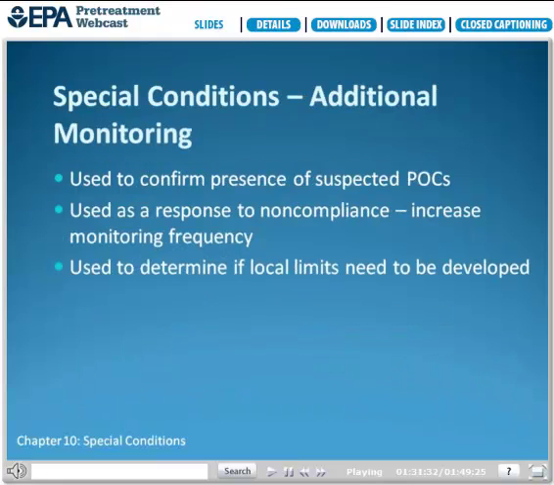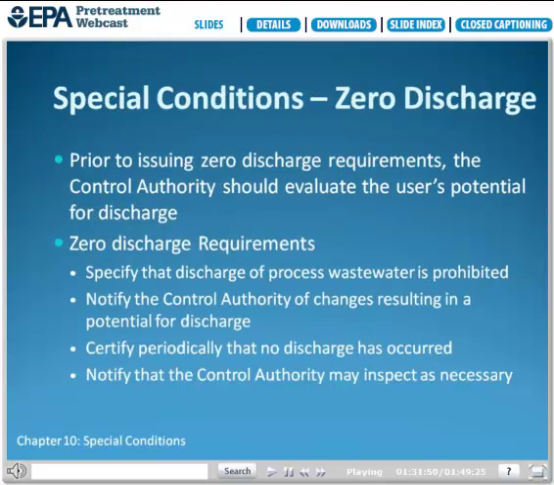Special conditions can include additional monitoring or temporary monitoring, as I discussed earlier. There can also be special conditions for zero discharge requirements or no discharge from a certain process. And those things can be spelled out for users that are basically dry or have their waste hauled off site.